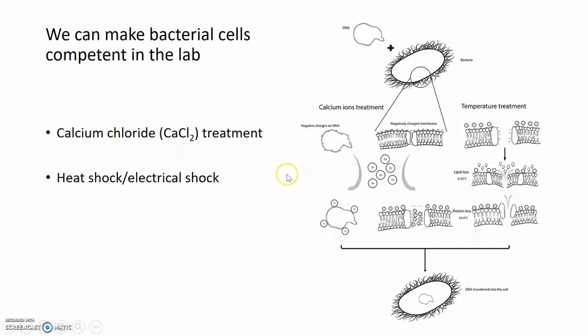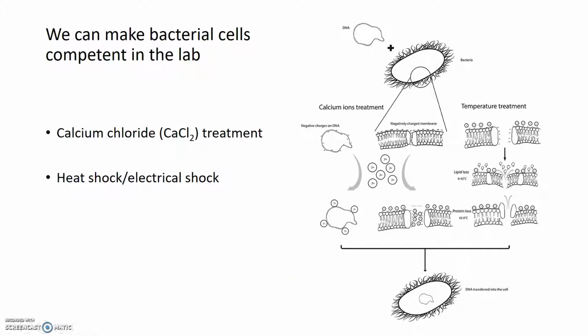Additionally, we can use heat or electrical shock to do the same thing and open up pores within the membrane. With heat shock specifically, the heat shock is usually done at 42 degrees Celsius, which causes the lipids in the membrane to become more fluid and be lost, and also results in denaturation of the proteins in the membrane, leaving holes through which DNA can pass and transform bacteria. And usually after a heat shock transformation in the lab, you have to allow your cells a period of recovery to reform those membranes with the now DNA inside of the cell.